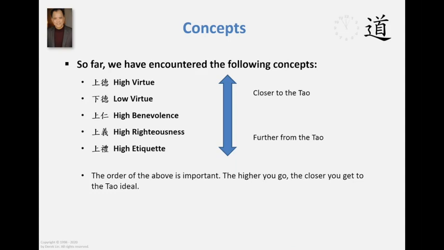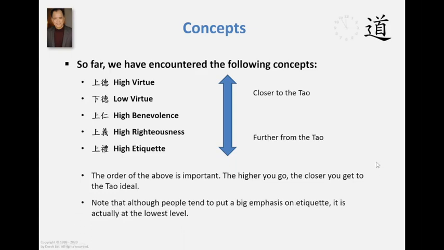So the lowest level, high etiquette, is something that typically in society we consider to be a good thing. Like, remember, we often say something in praise of someone like, he's so polite. You know, he is such a polite young man. You know, we say that all the time. People tend to put a big emphasis on etiquette. It's actually at the lowest level. That's because it can so easily be fake and phony.